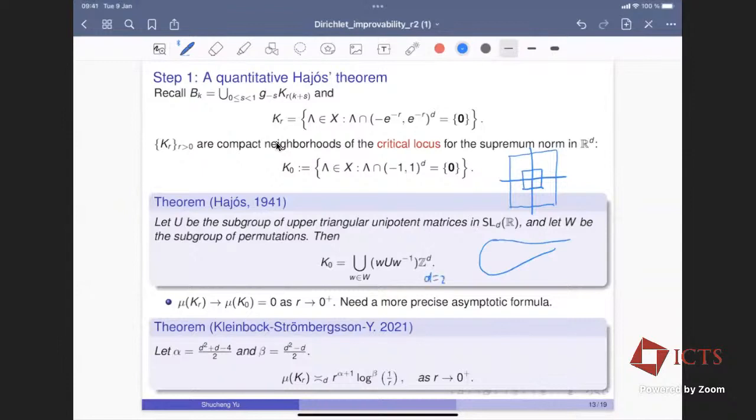In the case when d equals 2, this set is just the union of these two circles, given by the upper triangular unipotent with x from 0 to 1. So you just get these two circles. And our set will be some neighborhood of this circle, some compact neighborhood of this circle. Maybe this will be K_R.